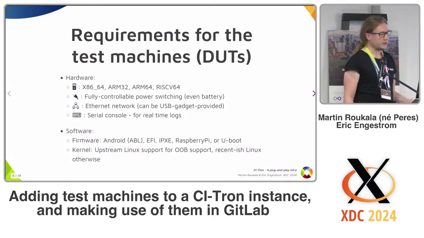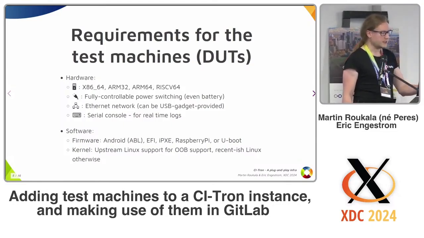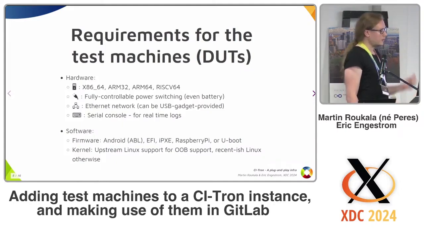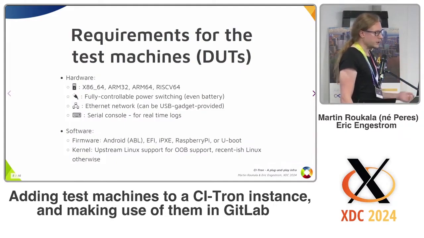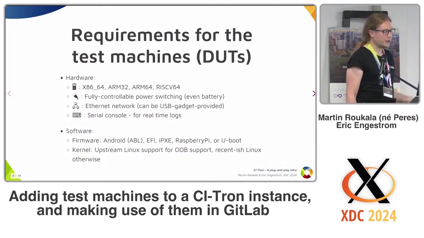You need to have Ethernet network. On some devices that don't have that, we use a USB gadget. And we need a serial console for the real-time logs. On the software side, we support the Android bootloader, EFI, iPXE, and Raspberry Pi or U-Boot. And for the kernel, the device is going to be supported out of the box if it has upstream Linux support, and otherwise a recent-ish Linux is enough.